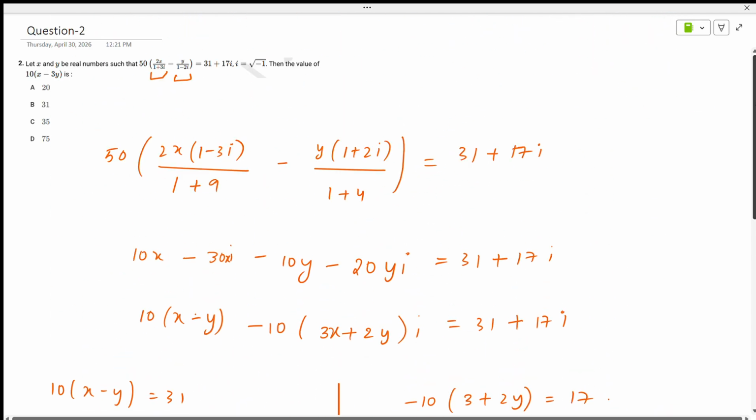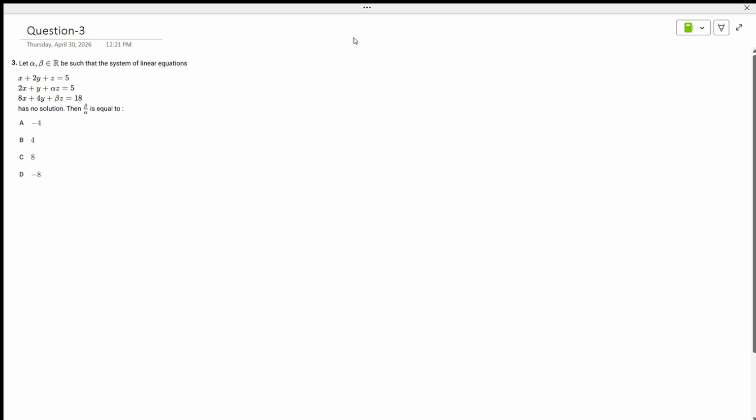So for the second question, the answer is option B. Let's move on to the next question. Okay, here he's saying let alpha and beta be such that the system of linear equations has no solution.